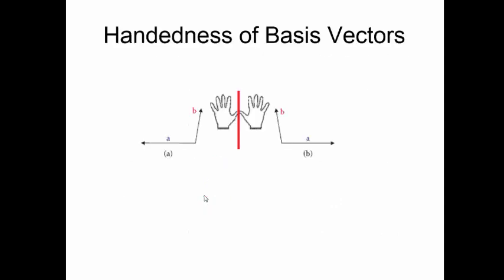The basis vectors have a handedness. On the right, we have a right-handed system. This is a right hand, and if we put our hand here such that we have the A going into B, our thumb will come up towards us. That is known as a right-handed system. On the other hand, if you have A into B, and you have to have your thumb pointed down, that means a left-handed system.